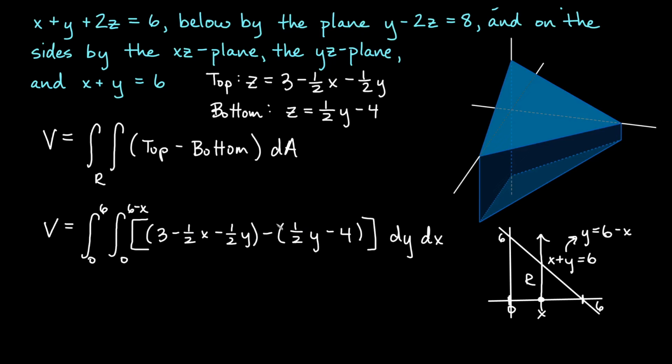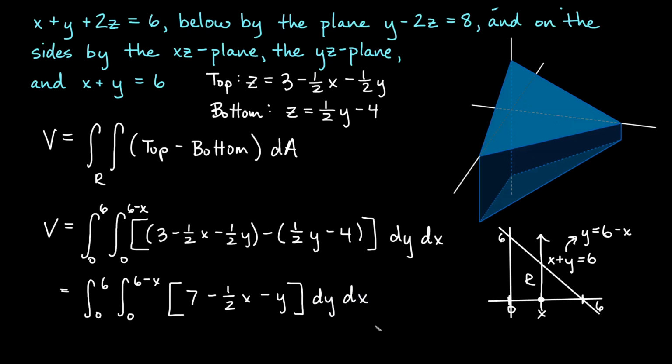Let's go ahead and actually do some combining of like terms before we do anything with this. So let's say, okay, from 0 to 6 and from 0 to 6 minus x. But I'm going to go ahead and say 3 minus negative 4 is 7. That's the only x term I have, so I'll keep minus 1/2 x. Minus a half y minus another half y is minus a whole y. And then we can integrate this dy dx.